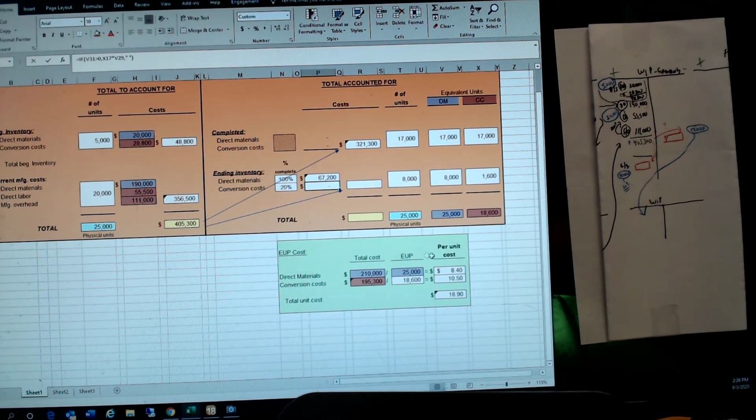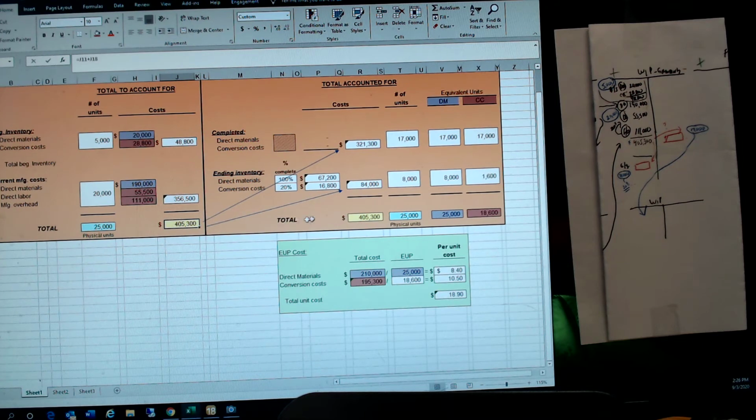Well, one whole unit has $10.50 of conversion costs. How many whole units do these 8,000 represent in terms of conversion costs? 1,600. They have the same costs as 1,600 whole units. So the conversion costs in these partially completed units is 16,800. So it looks like the total cost of ending inventory, direct materials and conversion costs, is 84,000. So now, have we accounted for, by computing both of them, look at that.